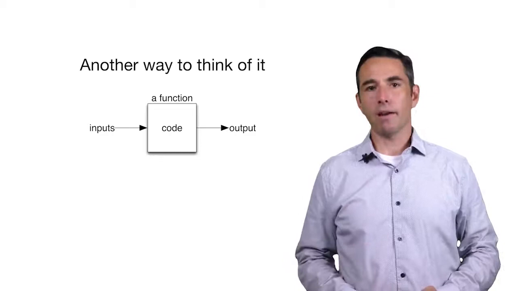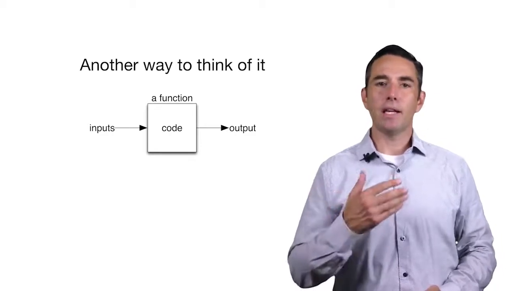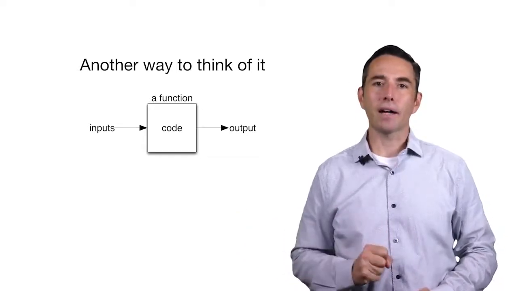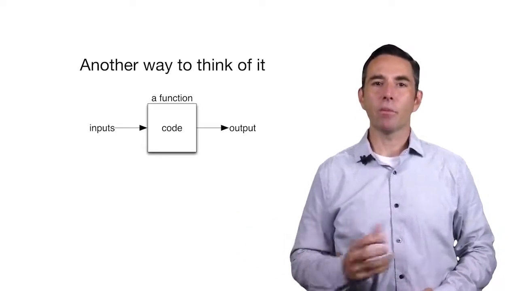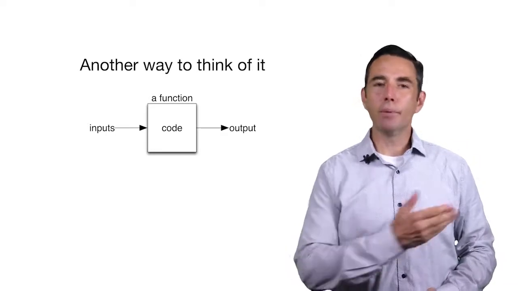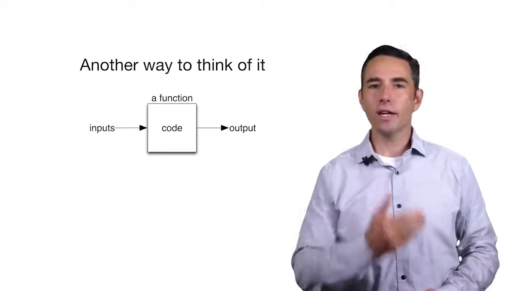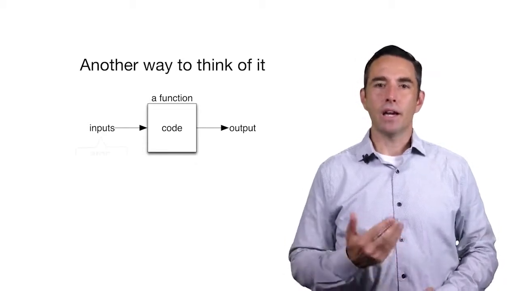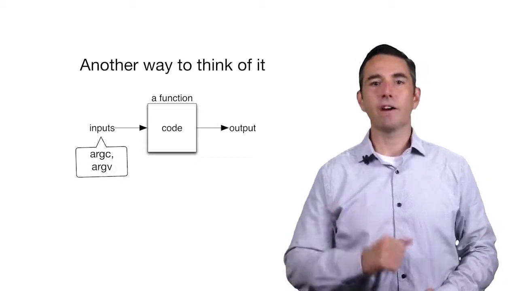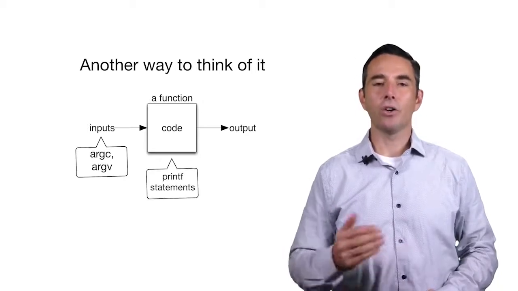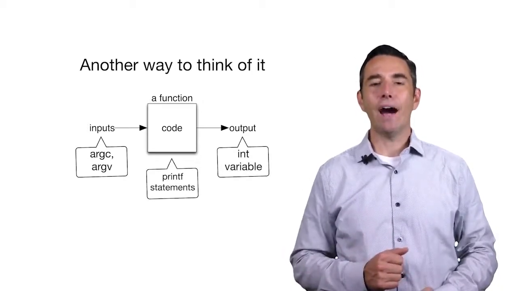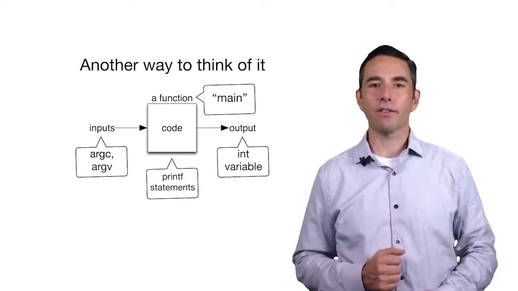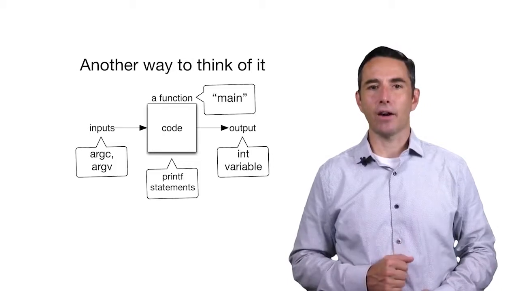Another way that you can think about a function is to think about it maybe in a box and line diagram. So you can think about it as a flow of data going through a box. And that box is the function, and within that function is code. The inputs flow into the box, the code does something to the input, and that data flows out as a result. In the case of the main function, the inputs were argc and argv. The code statements were printf statements. The output was of type int, and the name of the function was main. So you can also think of it in this way, in a box and line diagram.